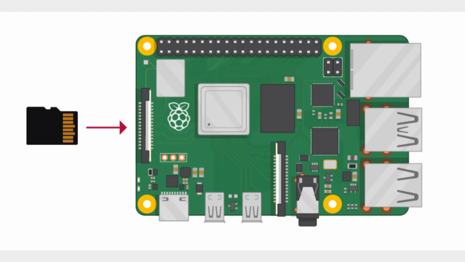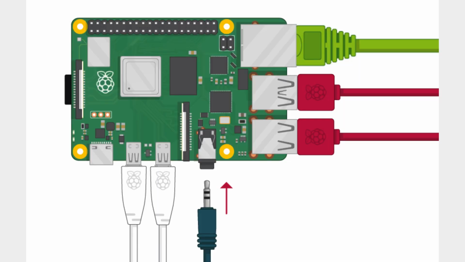Storage. Insert a microSD card into the microSD card slot on the Raspberry Pi 4. The microSD card should have the operating system installed, for example, Raspberry Pi OS, for the Raspberry Pi 4 to boot from. Audio output, optional.